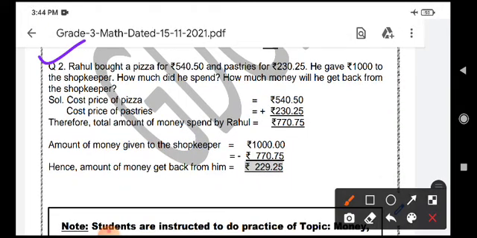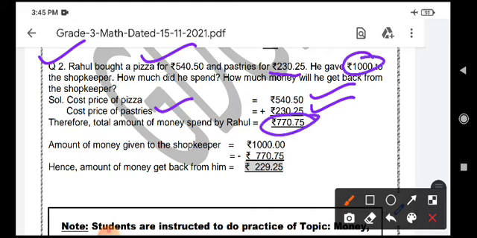Now question number 2, dear students. Rahul bought a pizza for 540 rupees 50 paise and a pastry for 230 rupees 25 paise. He gave 1000 rupees to the shopkeeper. How much did he spend? How much money will he get back from the shopkeeper? So what is the cost price of the pizza? That is given. Cost price of the pastry, that is given. First you will add them up, and you will get 770 rupees 75 paise. Then you are going to subtract this amount from 1000, and that will be the amount of money he will get back from the shopkeeper. That will be 229 rupees 25 paise.